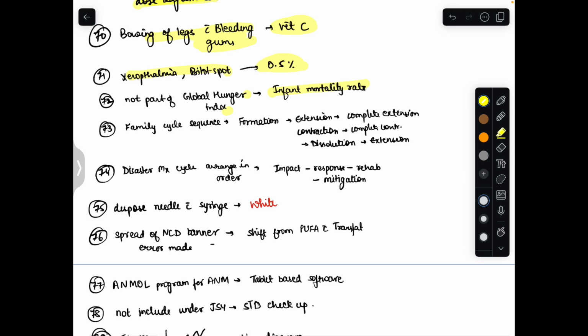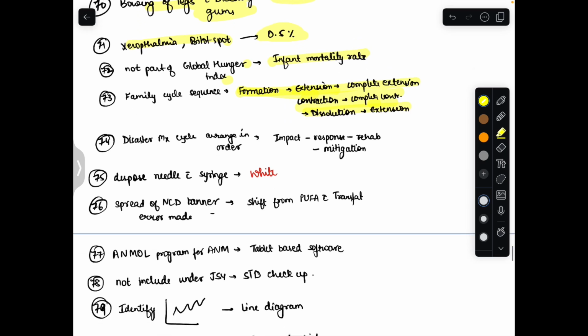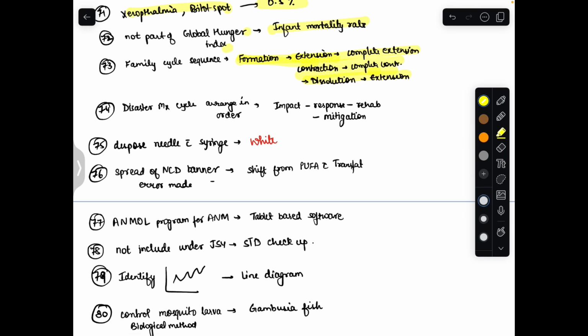Family cycle sequence was given, and I remember that one option was very big, I think option A, and all the others were very small, because in the other options they marked very few stages out of this. So the correct answer was the bigger one. That is extension. First formation will be there. After that extension will be there. Complete extension, contraction, complete contraction, dissolution, and extension.